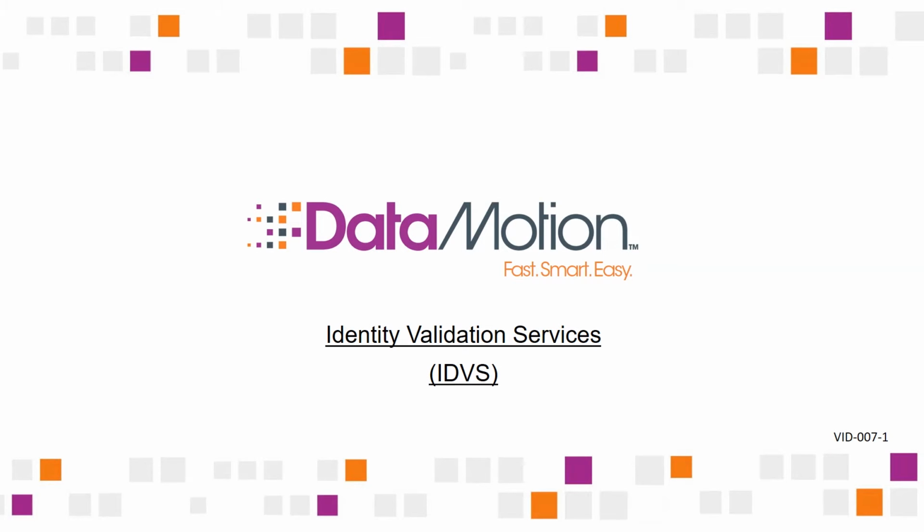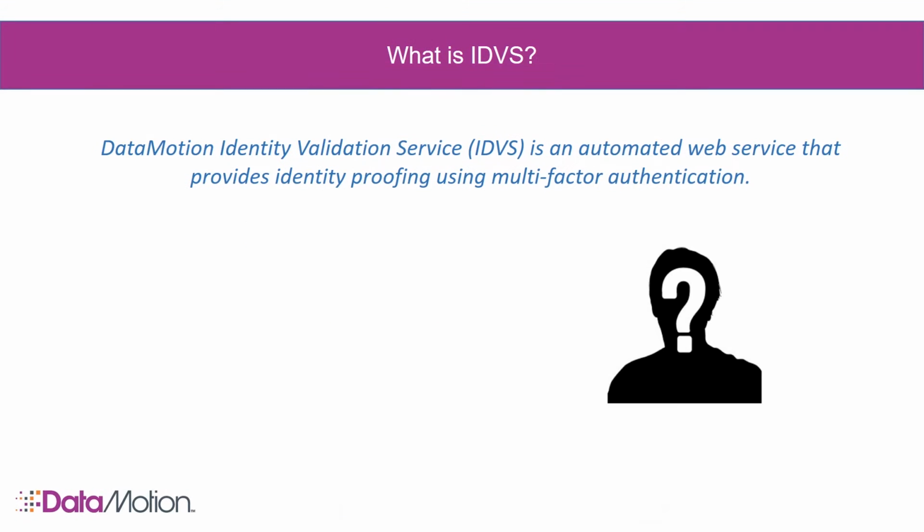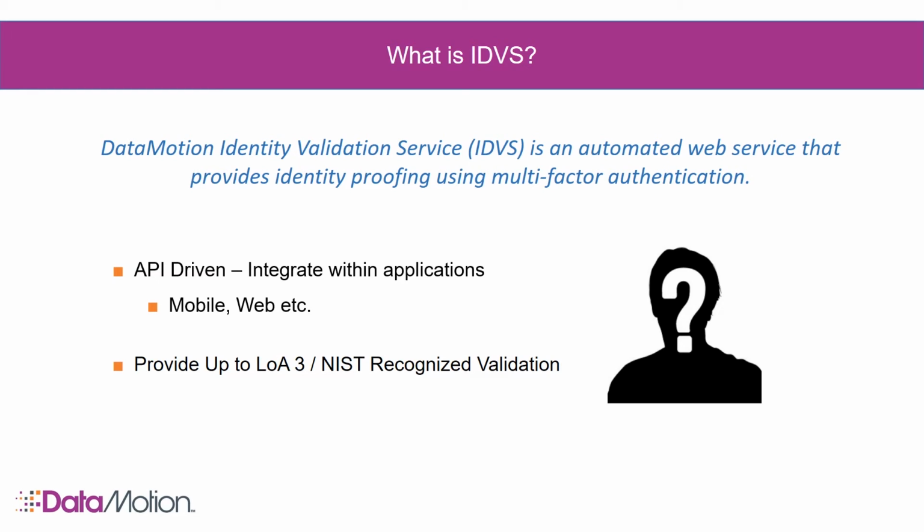In this video presentation, we're going to look at our identity validation service, often called IDVS. DataMotion Identity Validation Services, or IDVS, is an automated web service that provides identity proofing using multi-factor authentication. The service is intended to be integrated into applications, such as mobile apps, to enable self-enrollment when subscribing to a new service. Those services would be anything that require an elevated level of user authentication or validation. Specifically, the IDVS is designed to meet or exceed identity validation at a NIST LOA 3 level.